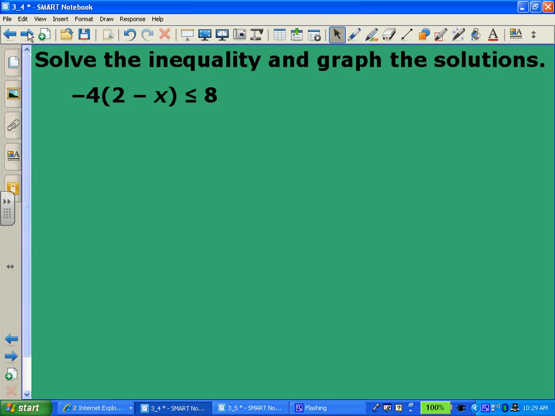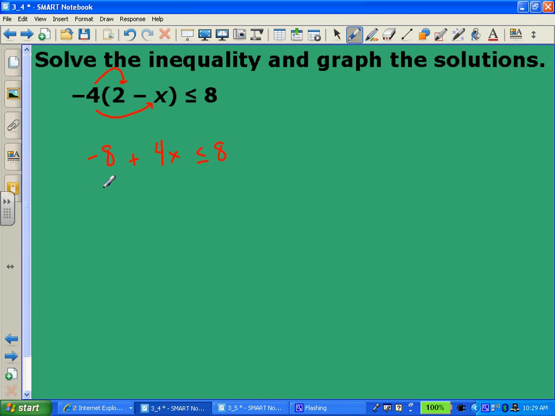Okay? Let's look at one that's a little tougher. Here I have parentheses. Now hopefully you remember that whenever I see parentheses, that usually means I'm going to have to distribute. So negative 4 times 2 is negative 8. Then negative 4 times negative x, remember to pay attention to the signs, is a positive 4x. Okay, I can't do anything to the right side, so now I have it reduced into a 2-step equation.